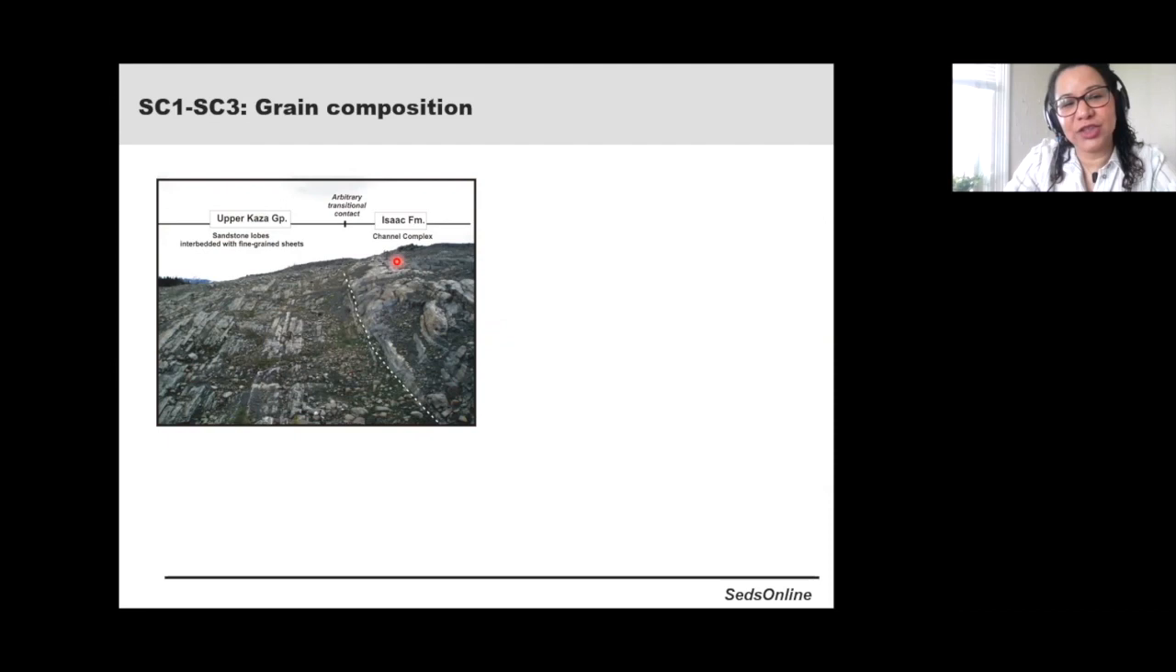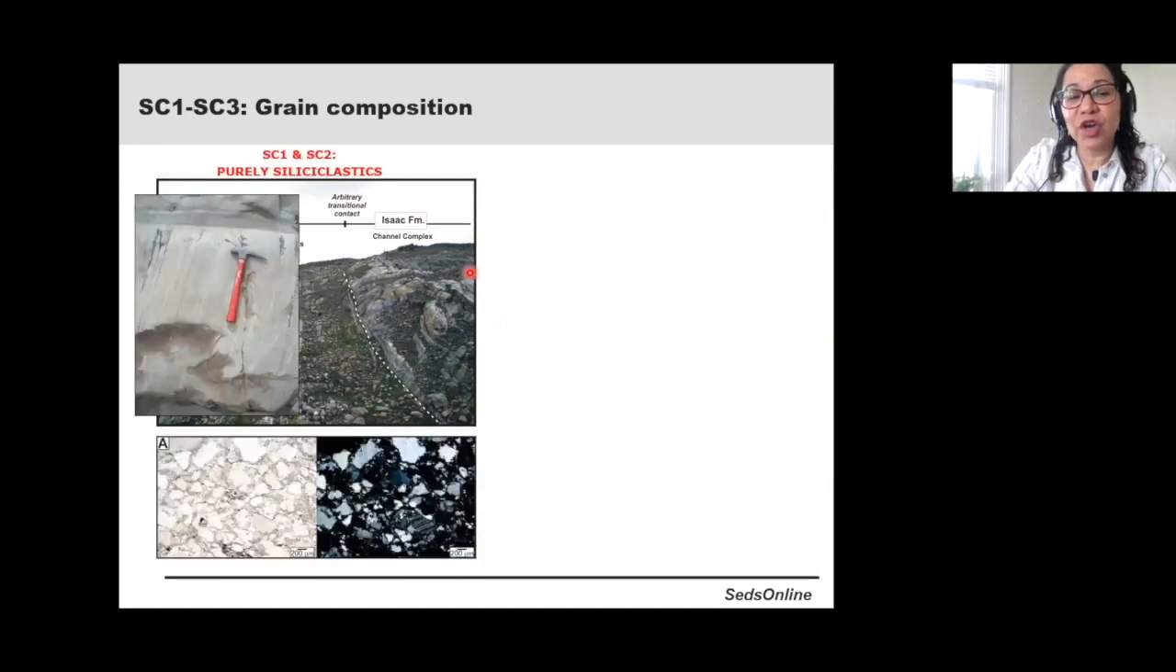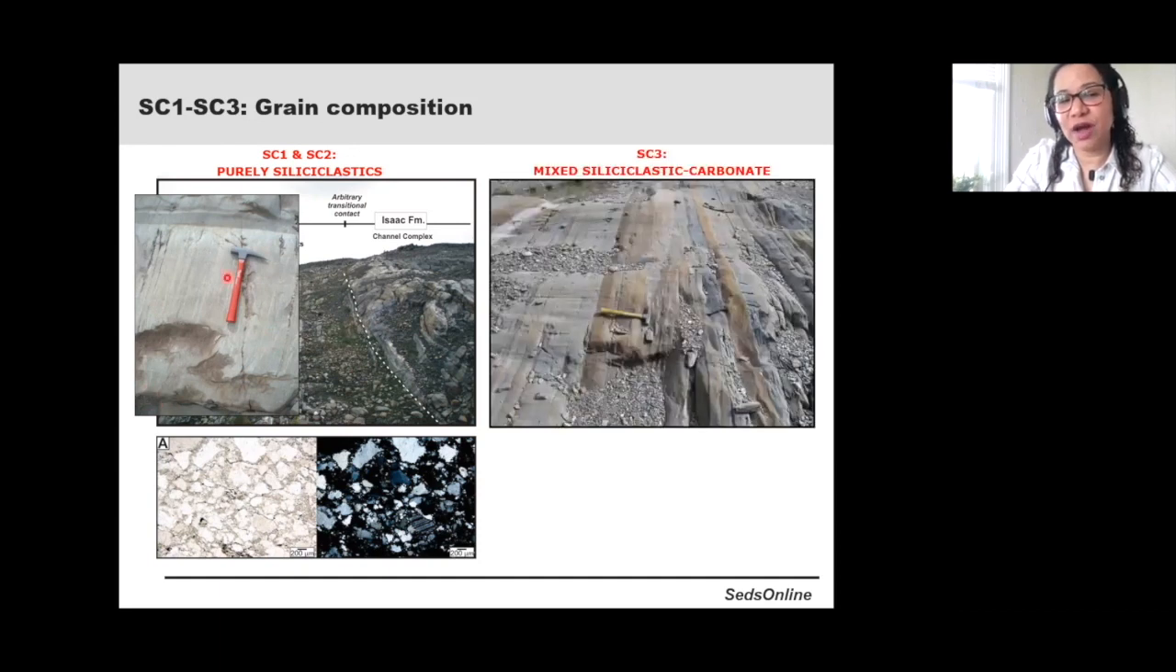Looking here, this is the transition, the contact between the Casa and the Isaac. If we go from here down, most of the rocks have a greenish or really light pink color. When you look at it in petrography, these are siliciclastic-rich strata, and those characterize the lower and the middle complex.